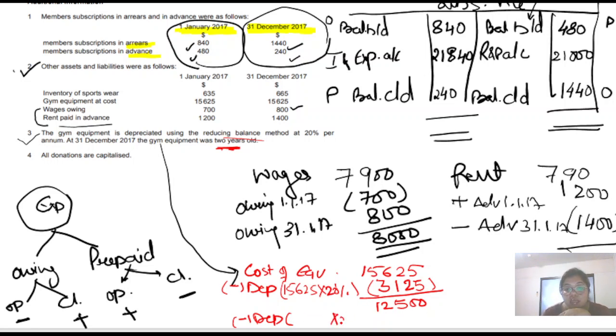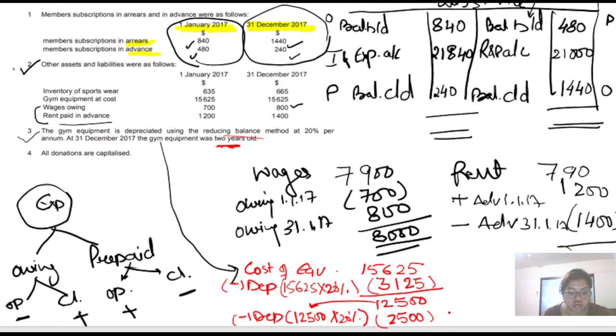so 20% is charged on this value, okay, 12,500. If it is straight line method, then instead of the 12,500 we have to write 15,625, okay. I hope this thing is clear to you. Okay, so this after calculating the depreciation for the second year is 2,500. So our net book value is 10,000. Okay, next is all donation are capitalized.